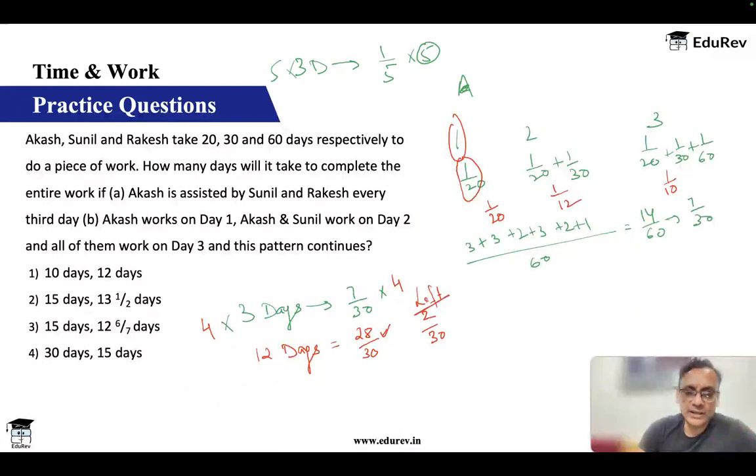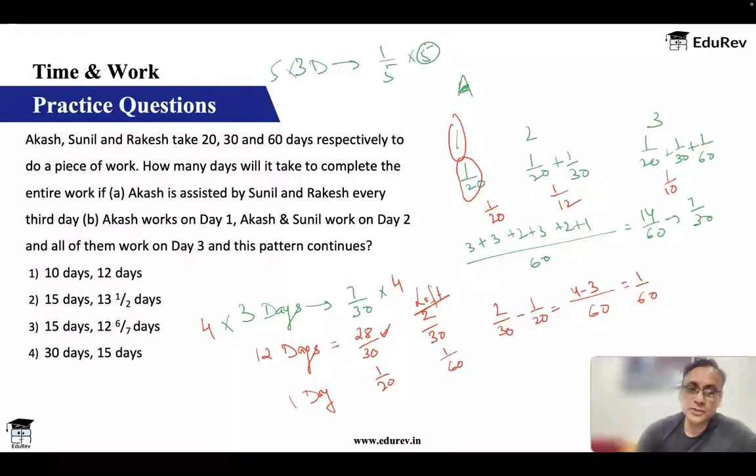Now one day, day 13. On day 13, A is going to work and he is going to do 1 by 20. Is 1 by 20 enough? Work left was 2 by 30. A does 1 by 20. If I subtract this, you will see that you will get 60 in the denominator, 4 minus 3. You still have 1 by 60 left. So on the 13th day, A has worked, he has done 1 by 20. After that, still work left is 1 by 60.